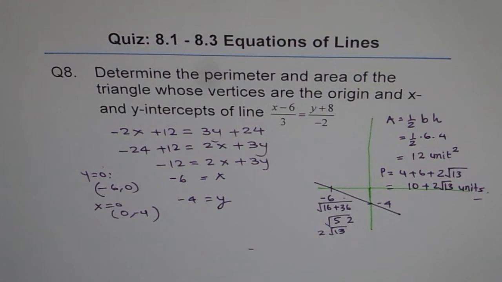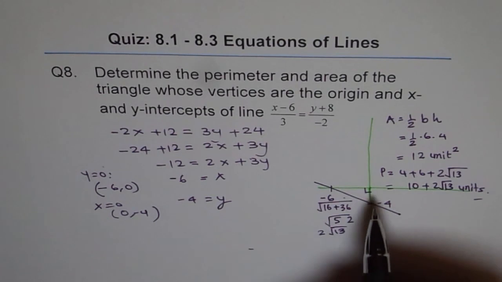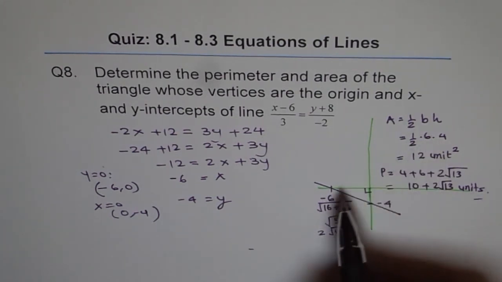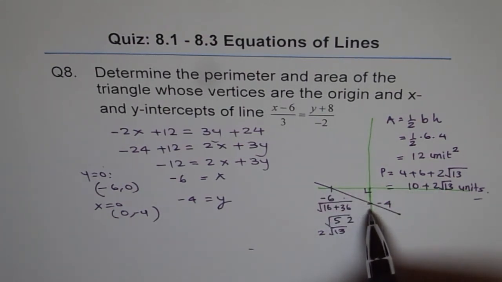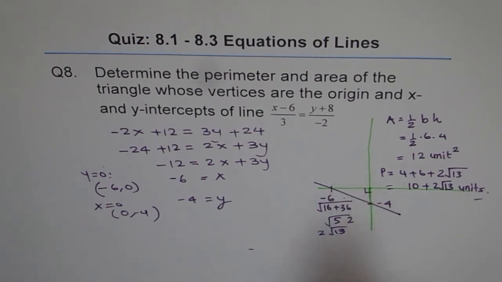So that is how you can do this problem. The key issue here is to find the x and y intercepts. And this is a right angle triangle, correct? So half base times height gives you the area. Base is this and height is this. Perimeter is the sum of all the sides, correct? You use the Pythagorean theorem to find this length. So that's how it is. Thank you.